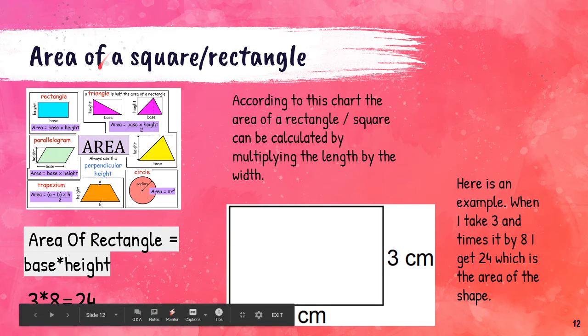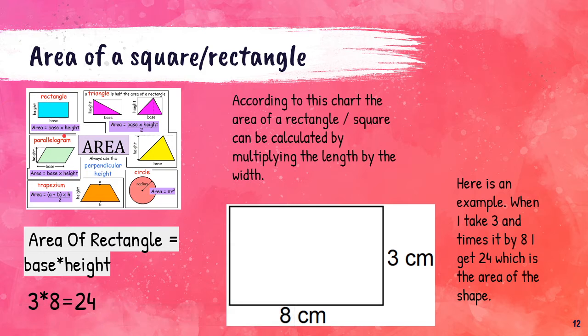So how do I find the area of a square or rectangle? According to this chart, you would look at this chart first. What is the area? How do I find the area? You would ask those questions to yourself. So over here it says area is calculated by multiplying length or width. That's the same thing as base times height. So you could just think of it as base times height.